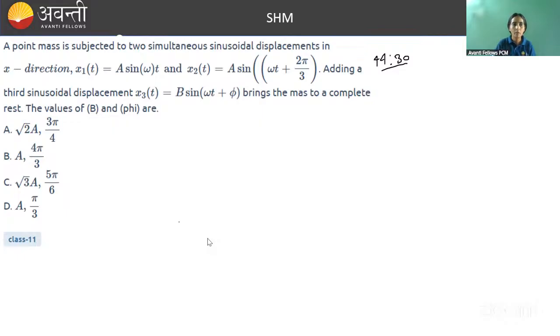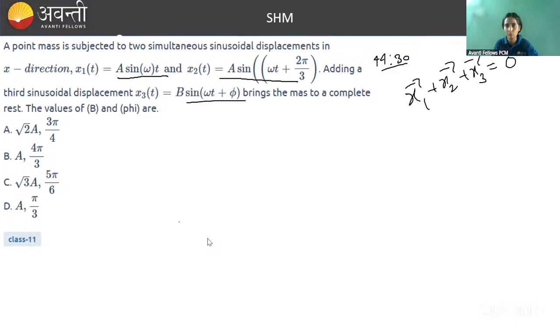Let's check. What is this? There is a point mass subjected to two simultaneous sinusoidal displacements in the x direction. One is this, another is this. And we have to add a third sinusoidal displacement to bring the mass to a complete rest. That is, we have to get x1 vector plus x2 vector plus x3 vector equal to 0. We have to make it a null vector overall.